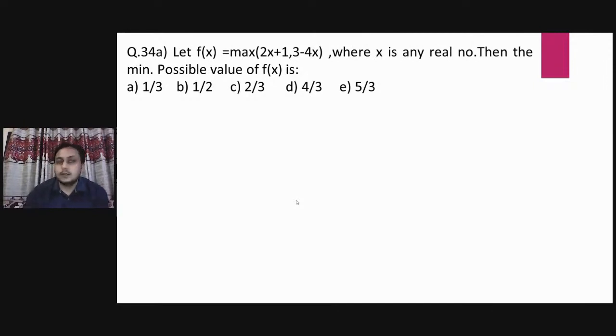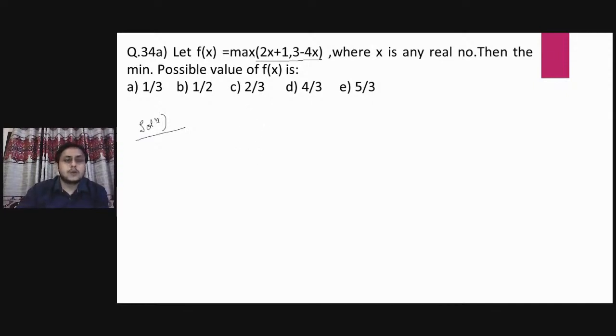questions, right? So the first question is, let f(x) equals to maximum of 2x plus 1 comma 3 minus 4x, where x is any real number. Then the minimum possible value of f(x), you have to find. So guys, first I will solve this question by traditional method. Then I will give you a trick to solve such questions, right? So let's start.